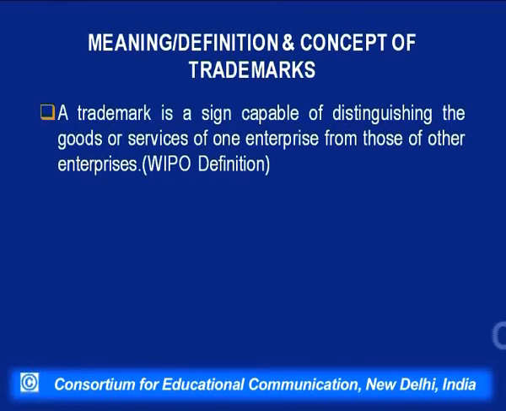This is the definition given by WIPO. Friends, WIPO is primarily an organization which is called World Intellectual Property Organization, and its work is basically to facilitate and to disseminate the knowledge about intellectual property. So the definition provided by WIPO of a trademark reads that it is a sign capable of distinguishing the goods or services of one enterprise from those of another, and that is the purpose of a trademark.